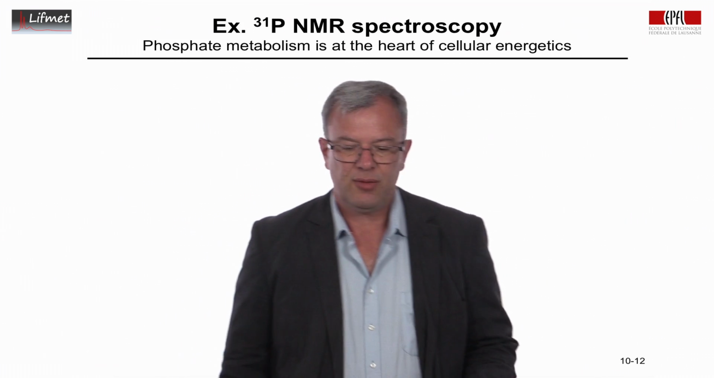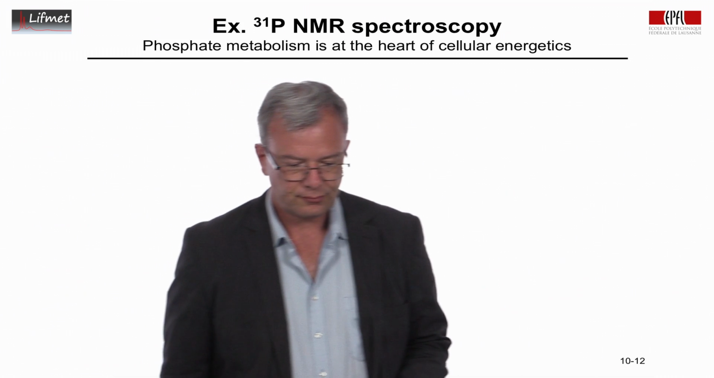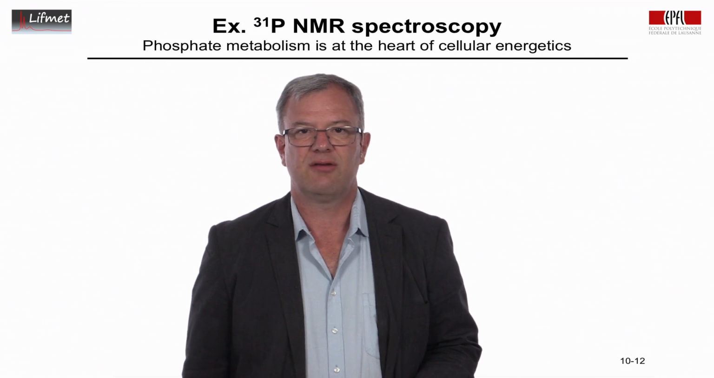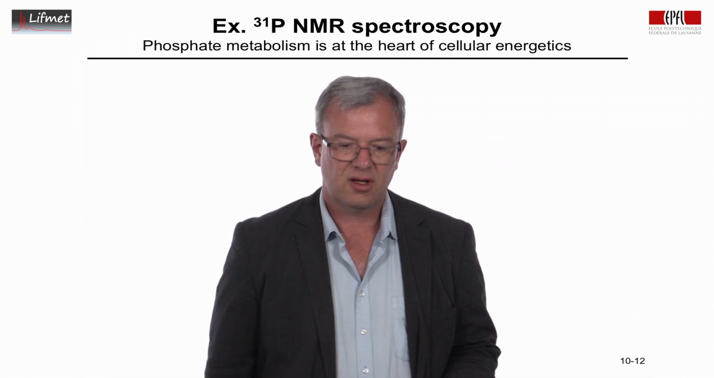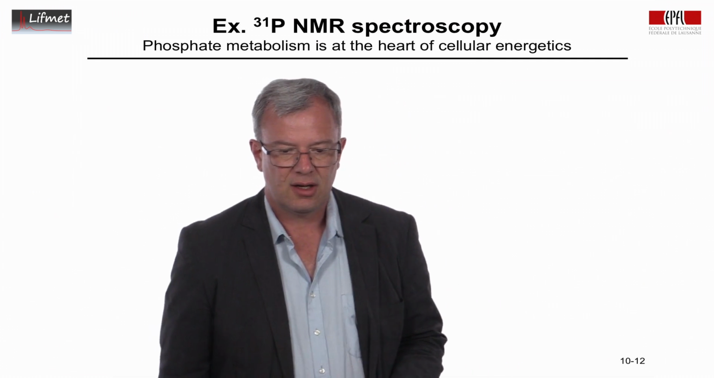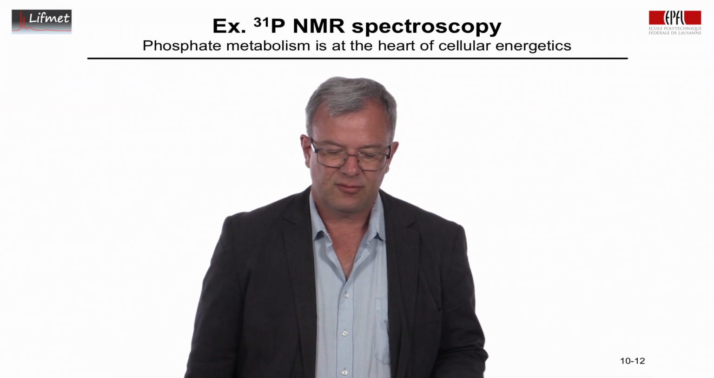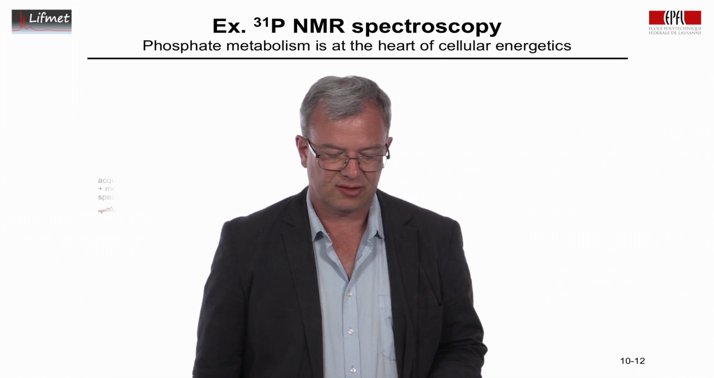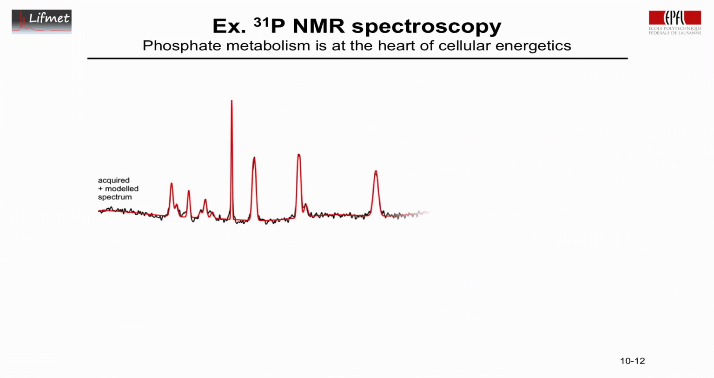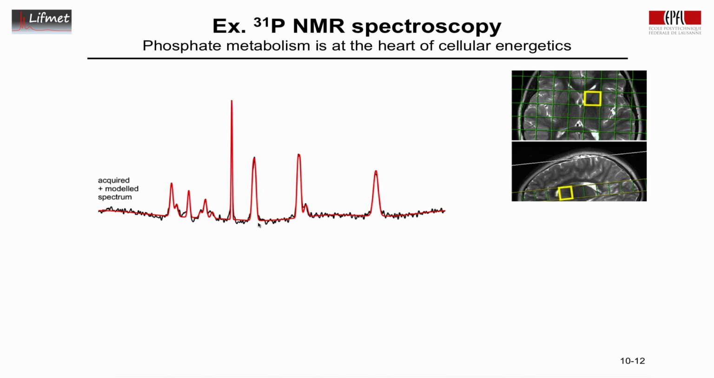So I want to give here an example, and that is phosphorus spectroscopy. Phosphorus spectroscopy was actually the first application of strong magnetic fields to living humans. There was an interest in looking at phosphorus metabolism, phosphate metabolism in the human brain as well as in muscle. So these were the first in vivo applications, and I want to illustrate here the type of information that one can get. This is a phosphorus spectrum, taken from the brain region indicated here in yellow.